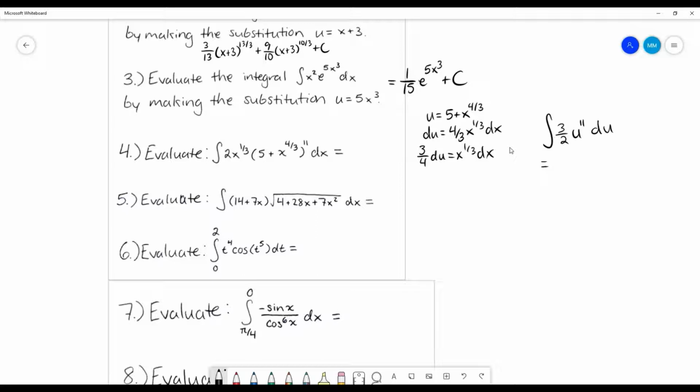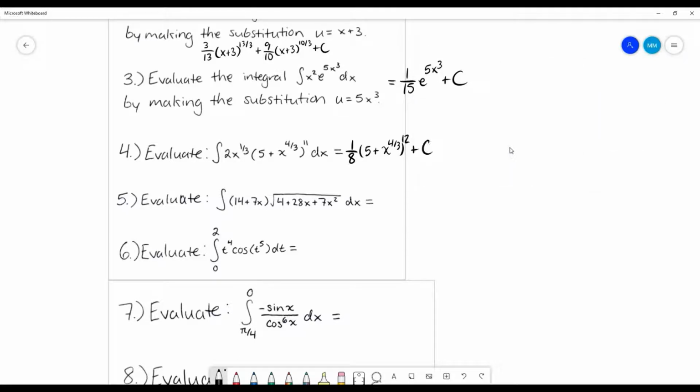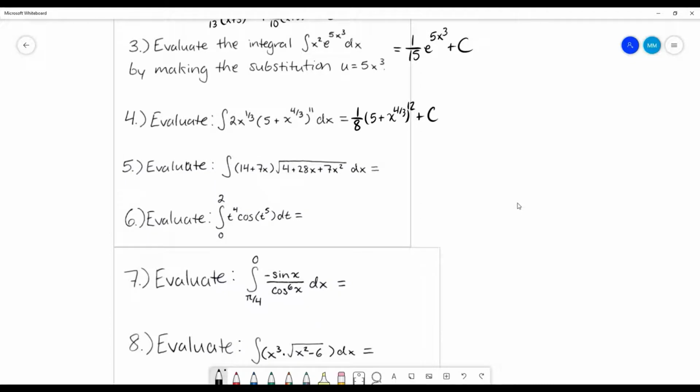Now, taking this integral is pretty easy. Again, we're just undoing that power rule per usual. So that's going to be 3/2 divided by 12, which is then 3/24 or 1/8 u to the 12th. And don't forget our plus c. And we want to plug back in that u value, right? So our actual answer is going to be 1/8 times 5 plus x to the 4/3, all to the 12th, plus c.